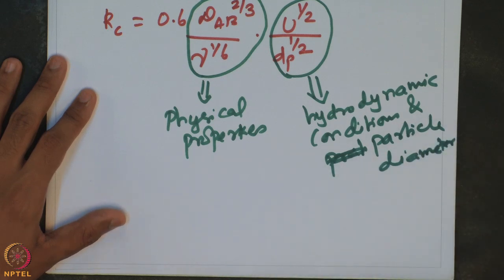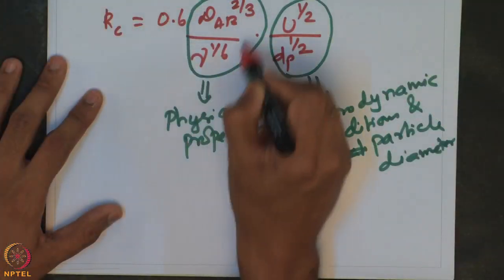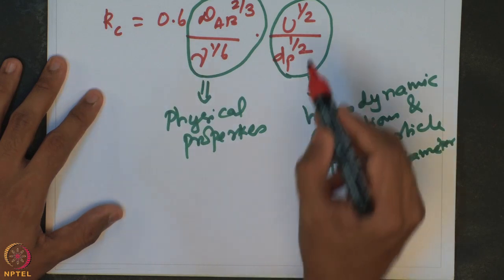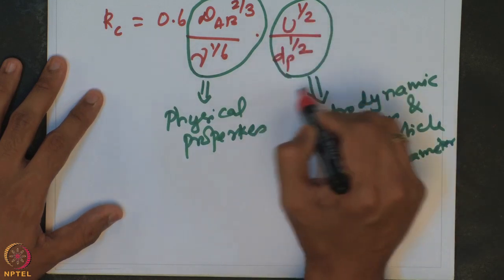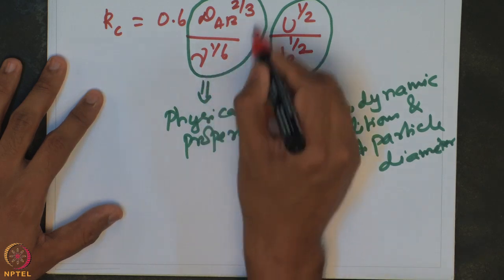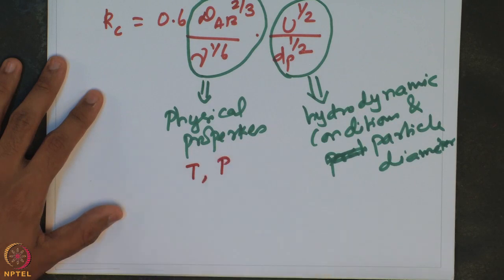So, now I can actually ask a question: how should I change the velocity in order to change my mass transport coefficient? I can ask an even better question: where can I do something to this term, the physical properties, or to the hydrodynamic conditions, in order to change the mass transport coefficient? Now, what do these physical properties depend upon? These depend primarily on the temperature and pressure.